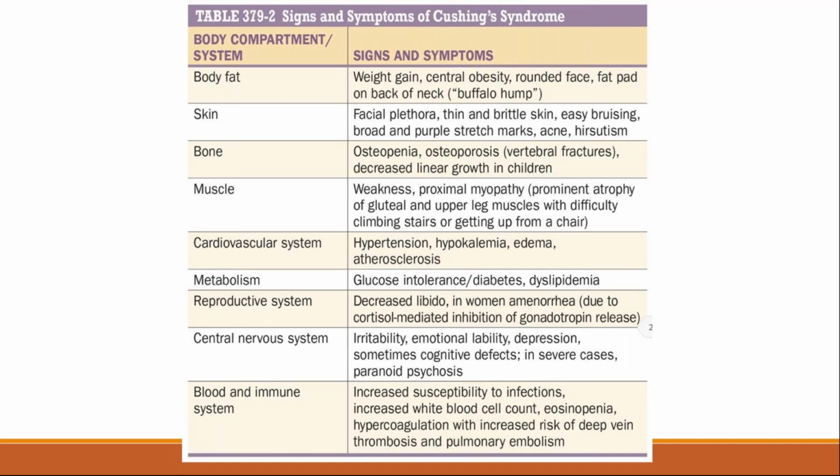Talking about the skeletal system, bone: osteopenia, osteoporosis. In children, there is suppression of growth hormone, so there will be decreased growth in children. Talking about muscle weakness, proximal myopathy, a very, very common differential diagnosis for proximal myopathy. A patient of Cushing syndrome can present to you with complaints of isolated proximal myopathy. The patient will complain that he or she is unable to get up from the squatting position. He is not able to pick objects overhead, causing proximal muscle weakness in both shoulder girdle and hip girdle.